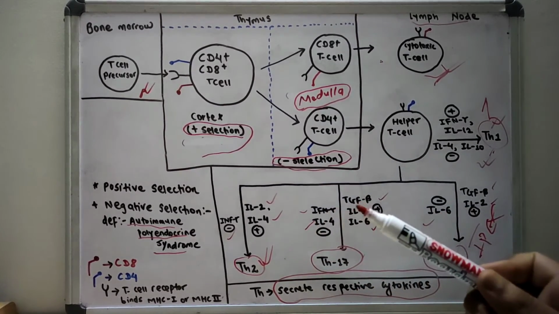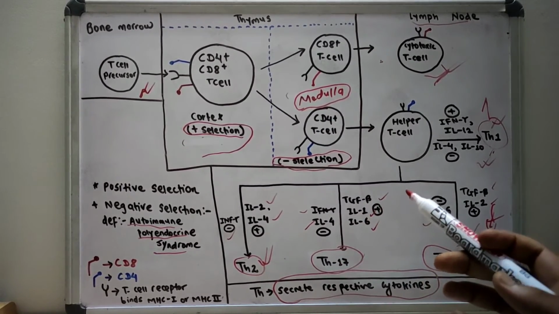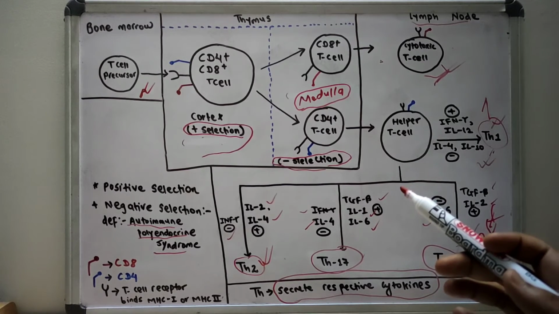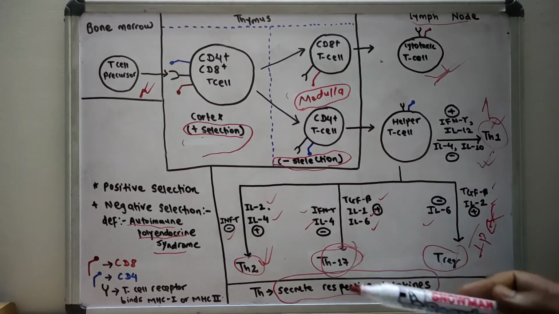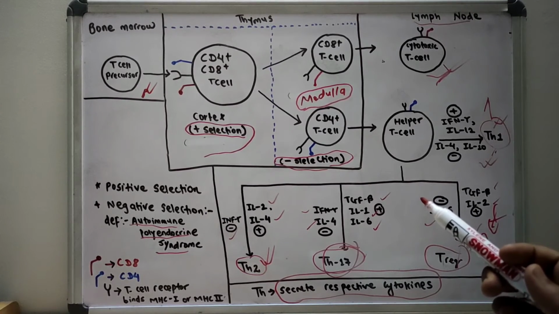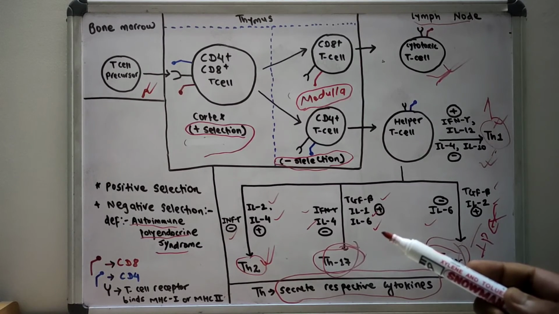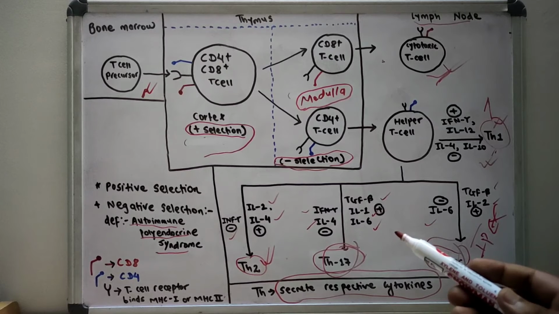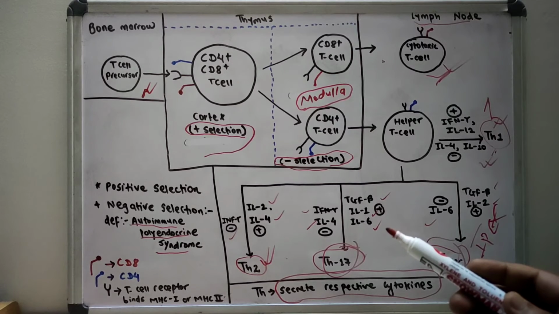T helper 2 cell will secrete interleukin 4, interleukin 5, interleukin 6, interleukin 10 and interleukin 13, which will activate eosinophils and increase the amount of immunoglobulin E. T helper 17 cell will secrete interleukin 17, interleukin 21 and interleukin 22, which will induce neutrophilic inflammation. The T regulatory cells, however, release transforming growth factor beta, interleukin 10 and interleukin 35, which are also known as anti-inflammatory cytokines, which prevent autoimmunity and maintain the tolerance of our body.